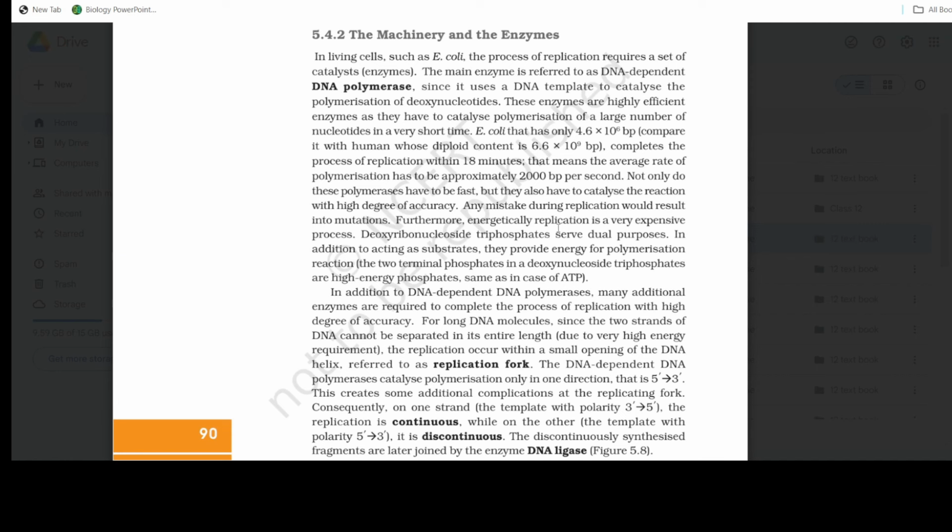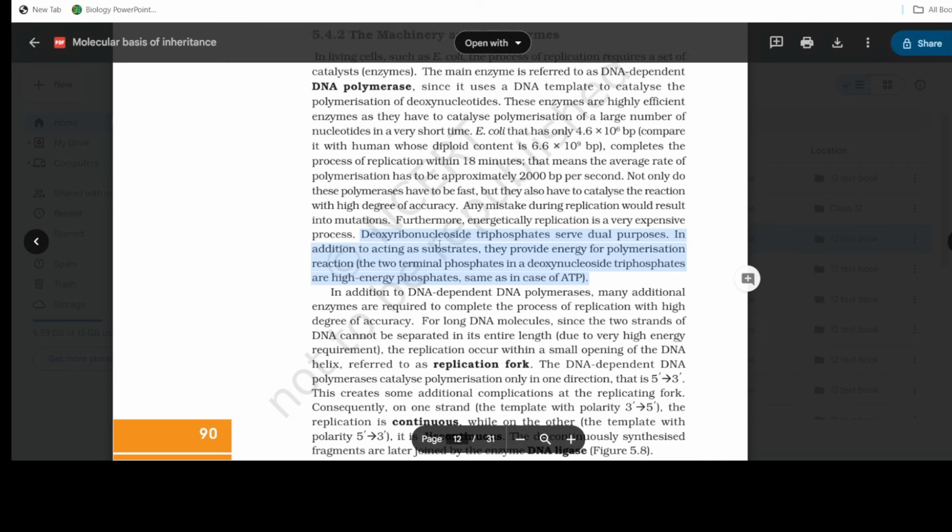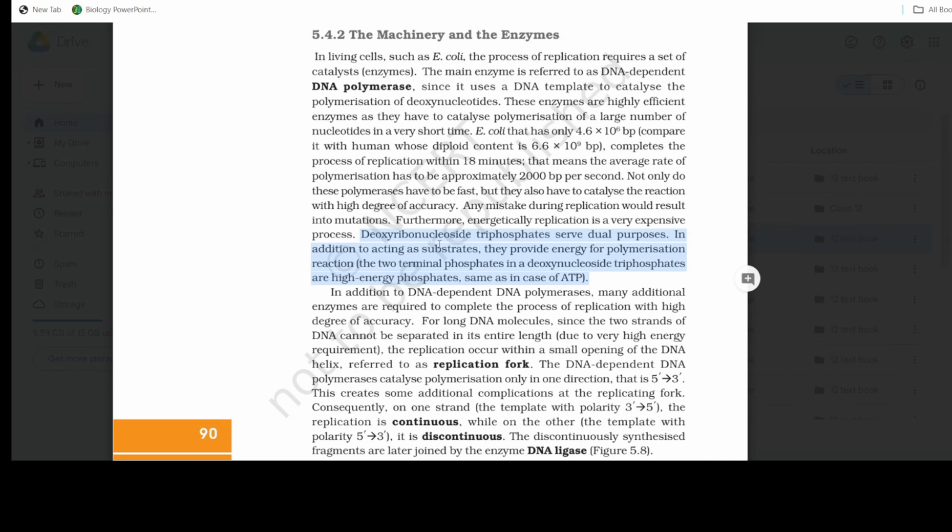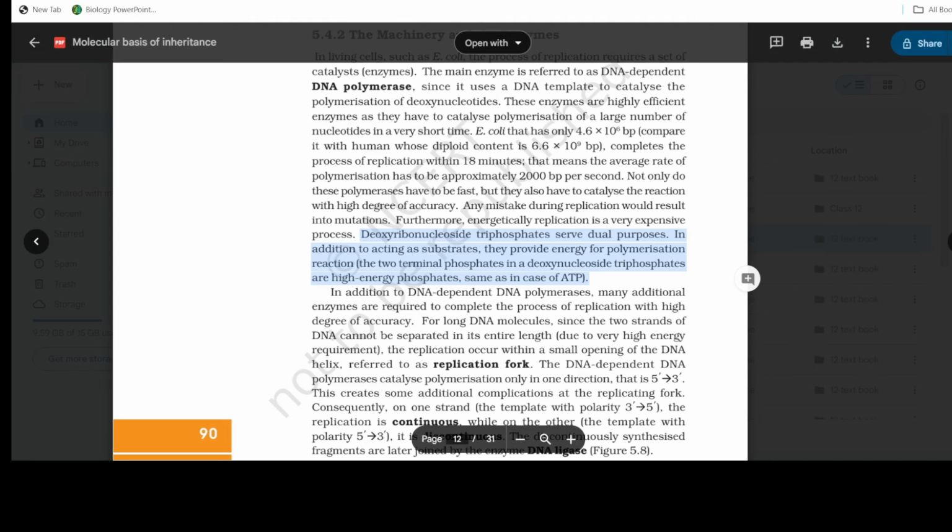Okay. And now they have asked for the energy source. Where do they get energy for this? Here you can see this paragraph. Deoxyribonucleoside triphosphates serve dual purposes. In addition to acting as substrates, they provide energy for polymerization reaction. The two terminal phosphates in deoxynucleoside triphosphates are high energy phosphates, same as in the case of NTP. So deoxyribonucleoside triphosphates can be adenosine triphosphate or cytosine triphosphate or guanine triphosphate or thymine triphosphate, like this. Okay. So these triphosphates, in that the two terminal phosphates are high energy phosphates and they provide energy.